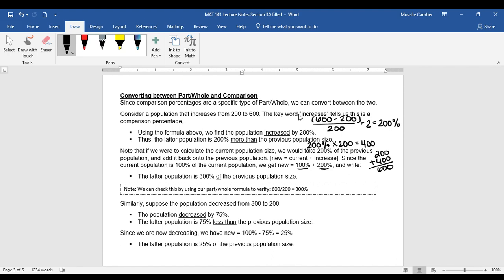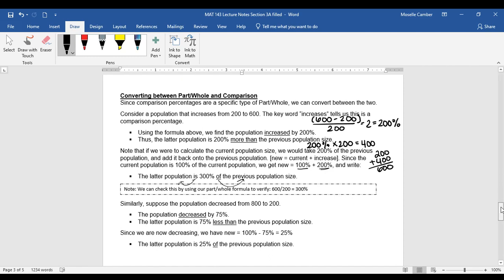Note, we can also check this by using our part of a whole formula to verify that 600. Because we have this is and of, we put the latter population as our is, that's 600, divided by the previous population, which is 200. That does give us 300%. So 600 divided by 200 is 3. Change that to a percentage and you get 300%.